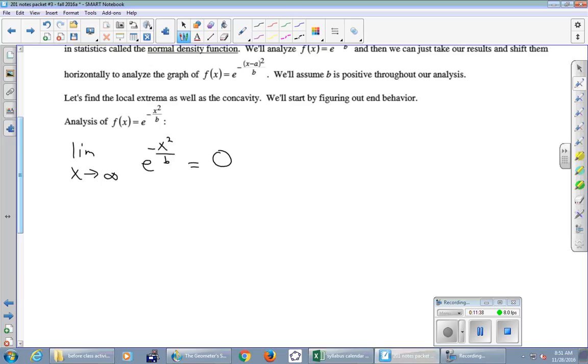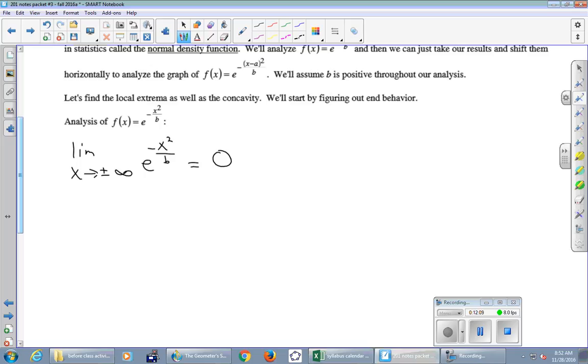But what if x goes to negative infinity? Well, the first thing we're doing is squaring, right? So that's going to take my negative numbers and make them positive. So what's the answer? What's the value of the limit? It's 0. It's exactly the same as it was before because x is getting squared. So that means we can actually say that on both ends, the graph heads towards 0.